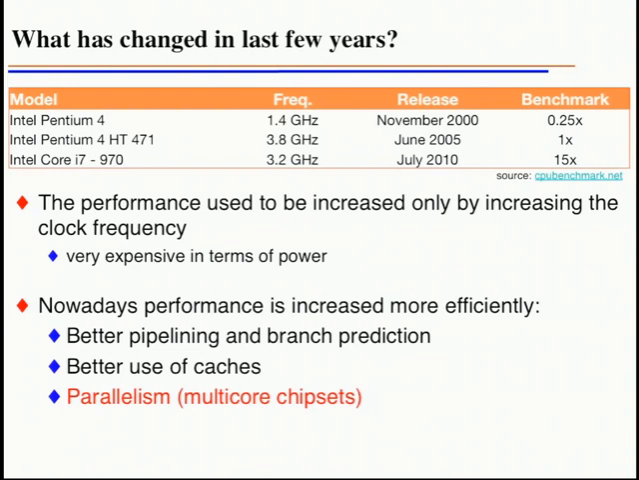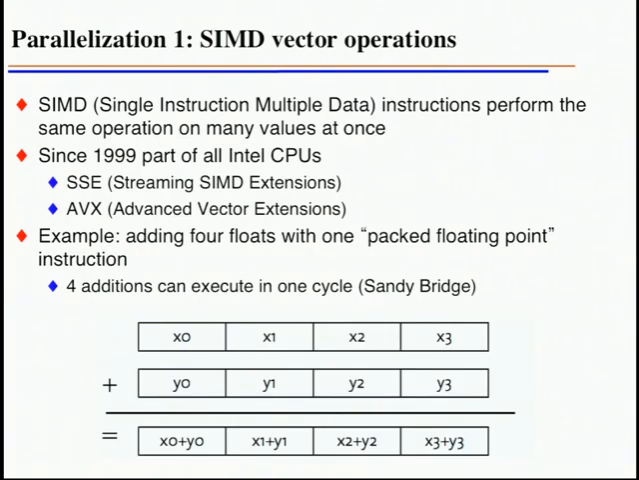There are also improvements in pipelining and branch prediction, as I said earlier on, and caches have become a lot more important than in the early days. But parallelism is the main point. So let's have a look at a few examples of parallelization. Even if you will not learn too much about that here, there are separate lectures for that.